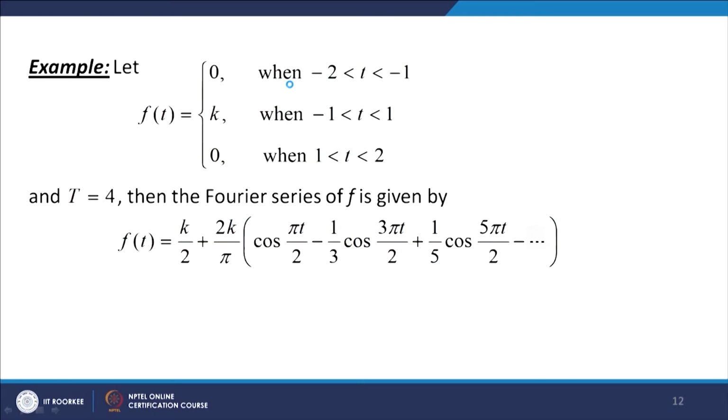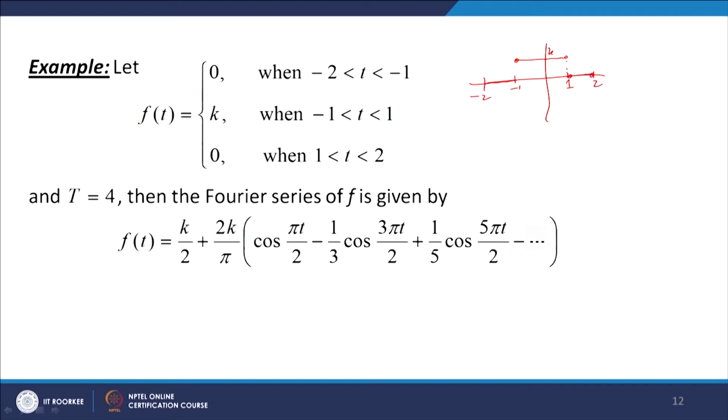Now, let us say for example, we have this function: 0 when minus 2 less than t less than minus 1, k when minus 1 less than t less than 1, 0 when 1 less than t less than 2. Let us draw the graph of this. So, here this is your minus 1, minus 2. So, from minus 2 to minus 1 the function is 0, and from minus 1 to 1 it takes the value of k, and from 1 to 2 also it is 0, this one.